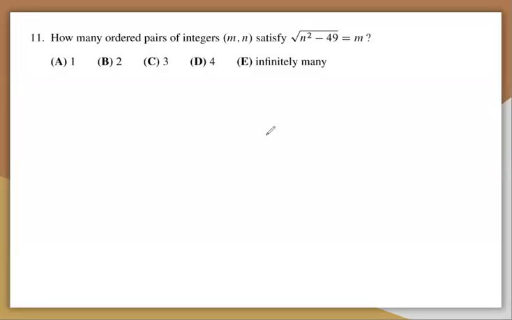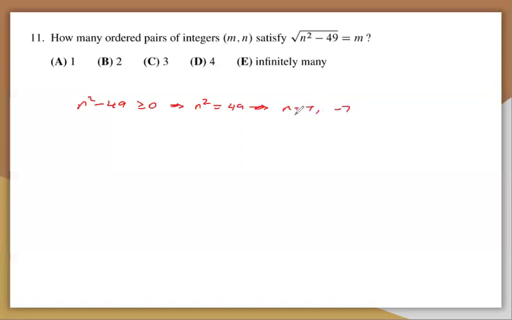Okay, so this is number 11 from 10A, and we want to find the ordered pairs of the integers that satisfy this equation. First things first, we want to get a perfect square inside, right? And then we know that n squared minus 49 should be at least 0. So from there, if n squared is equal to 0, it has to be 49, and n could be 7 or -7.